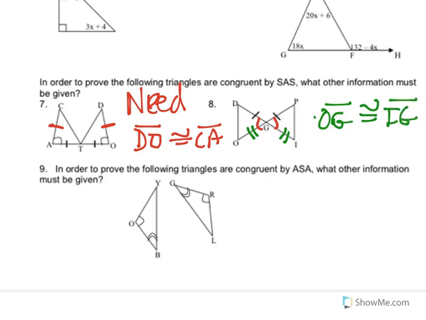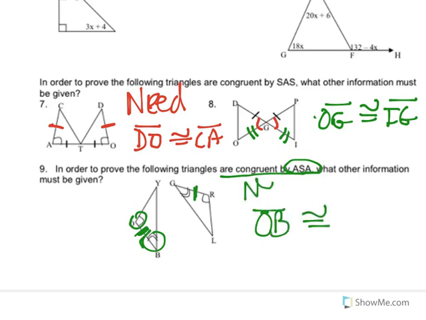Okay, on number 9, what do we need to make this congruent by angle, side, angle? So we have angle, angle, and so you need the included side, which is the one in between them, this small side right here. So we need OB to be congruent to GR to make that work with angle, side, angle. Okay, let's go to the next page.